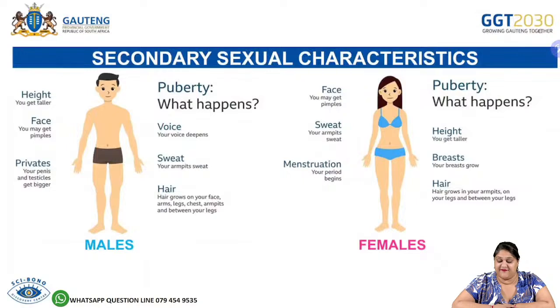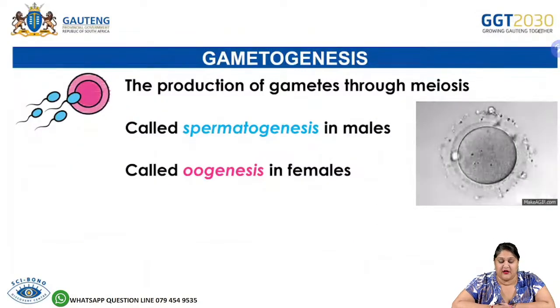Okay? And in females, what happens in the face, they may also get pimples. The armpits are also going to become more sweaty. You're going to get taller, the breasts are going to start growing, and the hair is also going to grow in the armpits, on the legs, and also between the legs. And then something else that females go through that males don't is called menstruation. That is when your period begins. Okay, but we are life science learners, so we call it menstruation. You're going to learn about it when we learn about the menstrual cycle. Okay, so you do need to know those. You need to know what the sexual characteristics are, right?